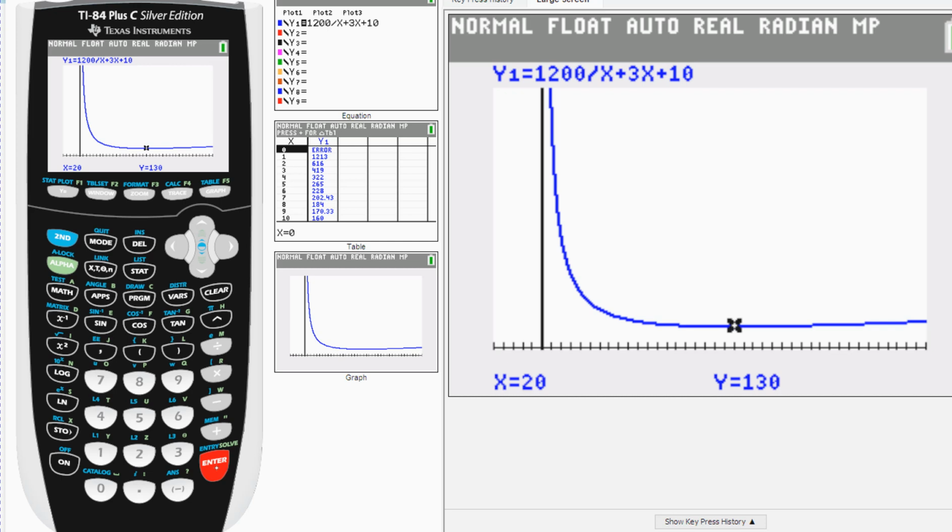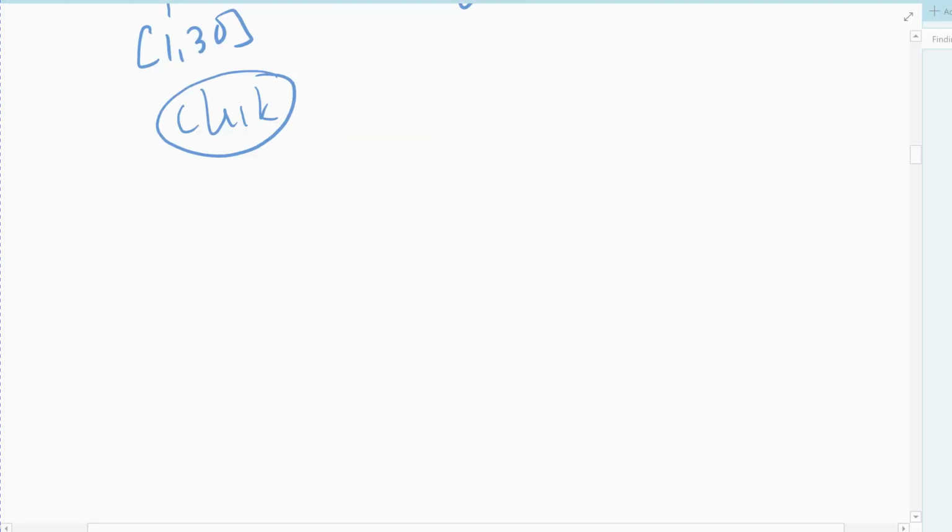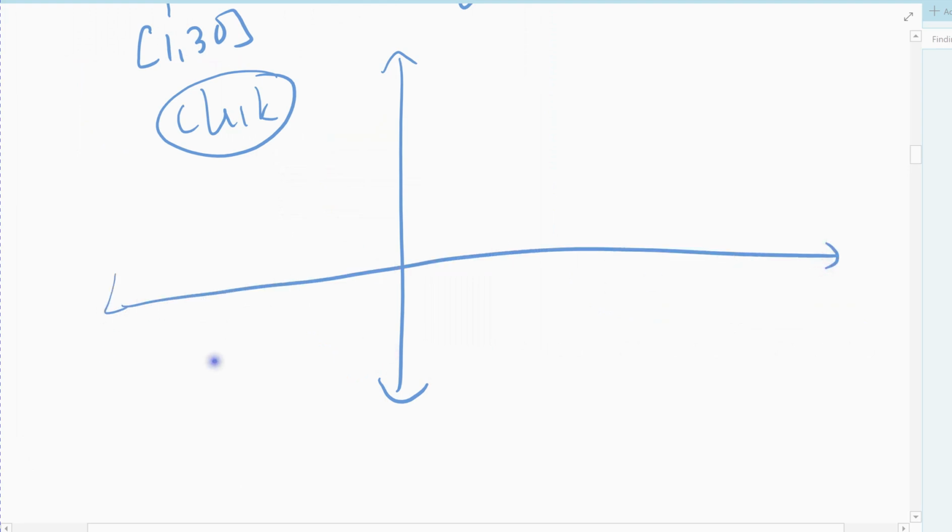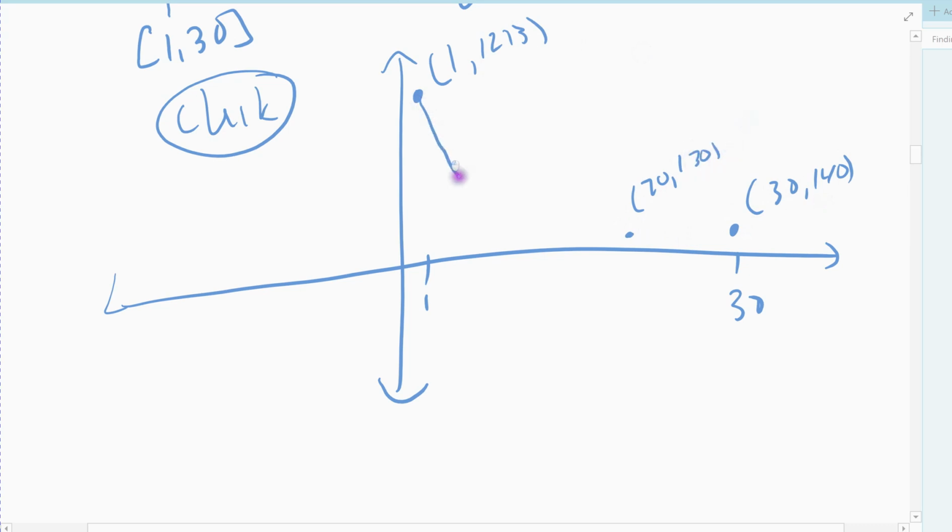Now to put that picture in my notes. There is part of the function on the other side of the axes that I don't care about. It's over here. I only want to start at 1, stop at 30. So at 1, it was the point 1, 1213. At 30, it was the point 30, 140. And then at 20, it dipped a little bit. That would be my 20, 130. So it comes down, dips a little there.